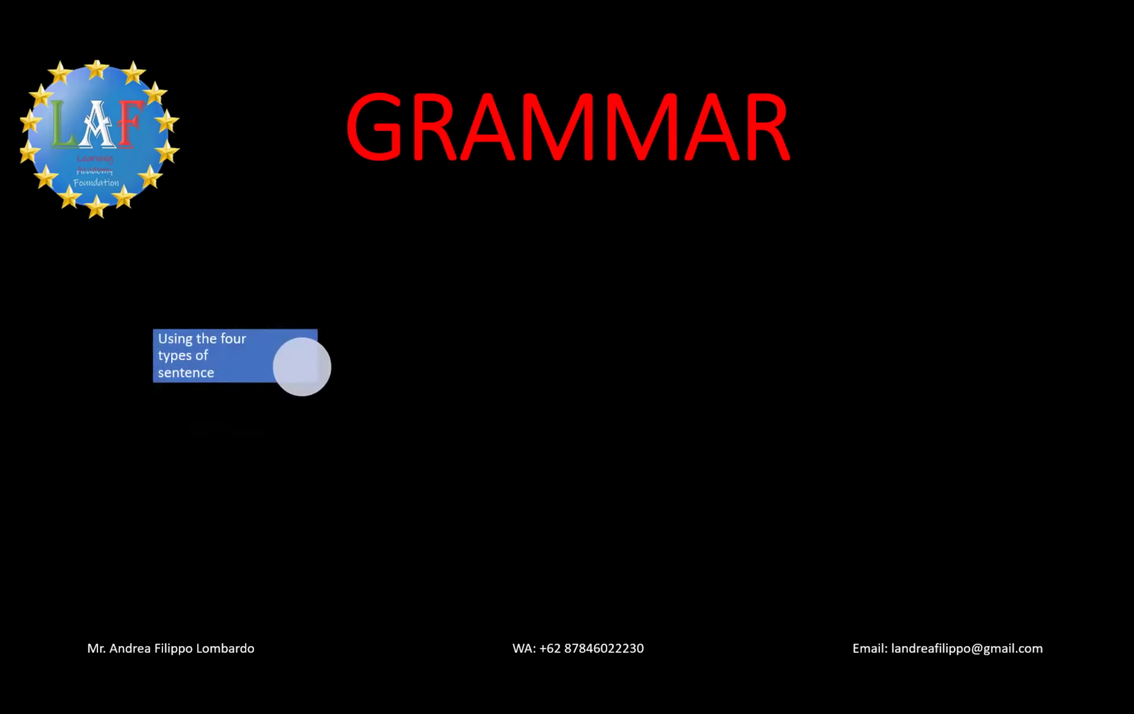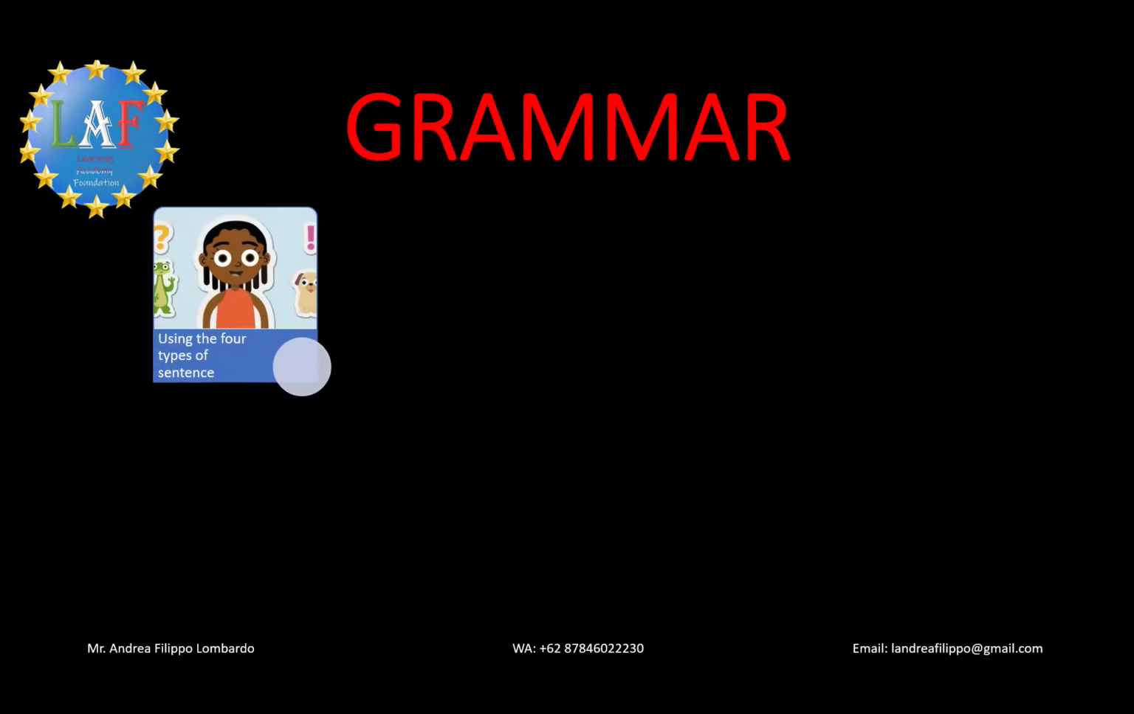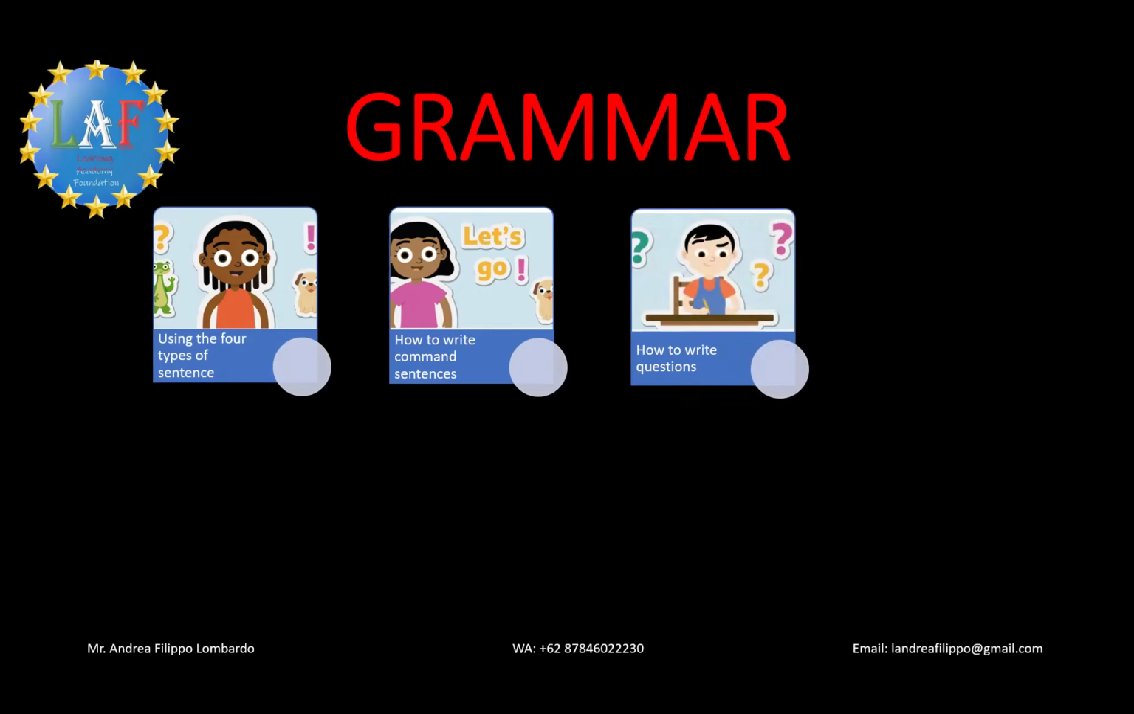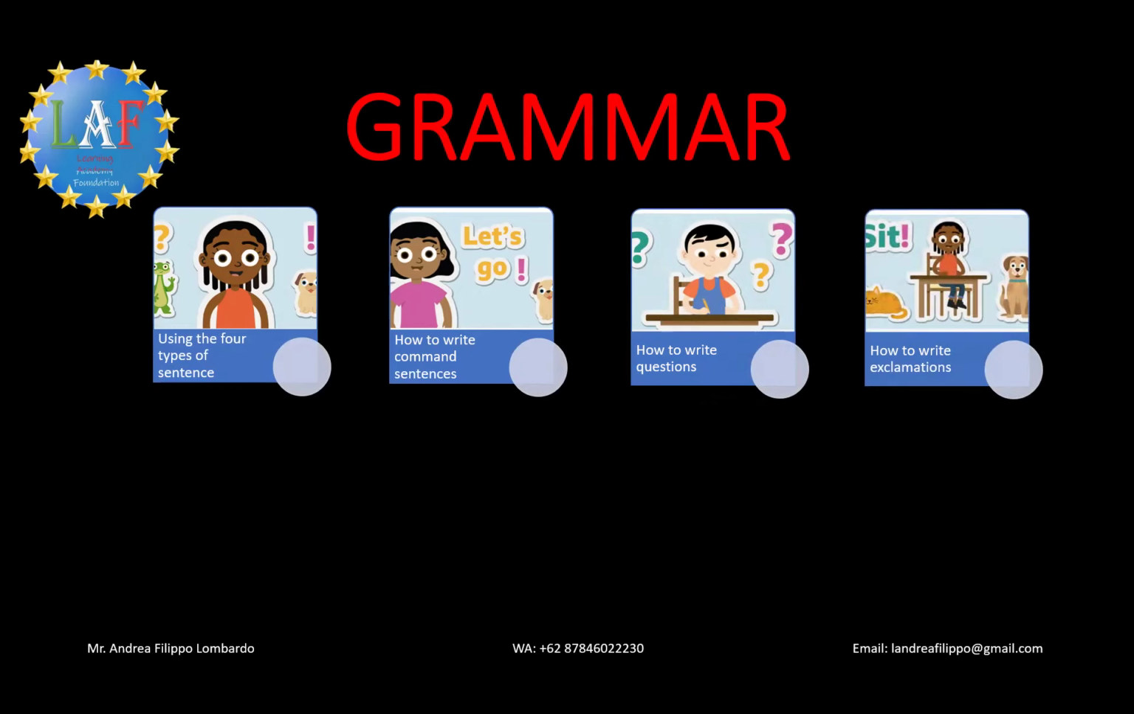Second part of grammar will be about sentences. So they will get to know the four main sentence types and how to use them. The students will find out how to use commands to give instructions. They will see that questions are sentences that ask something, so they will find out how to use them in their writing, and how to use exclamations to show intense feelings or to get attention.